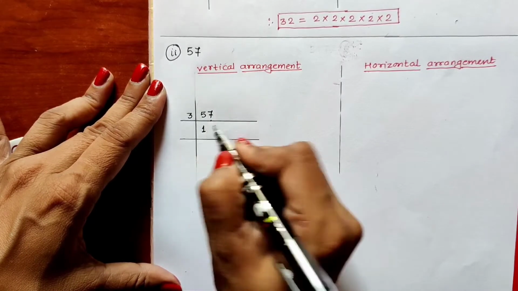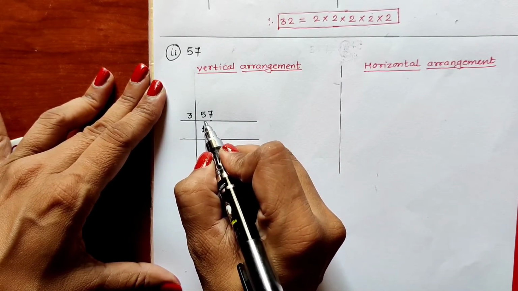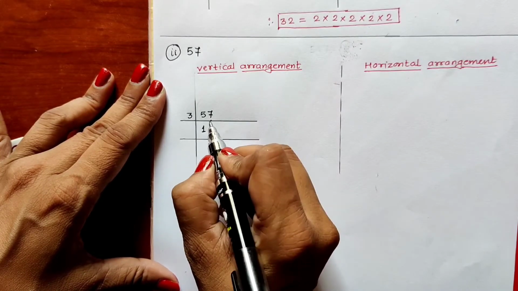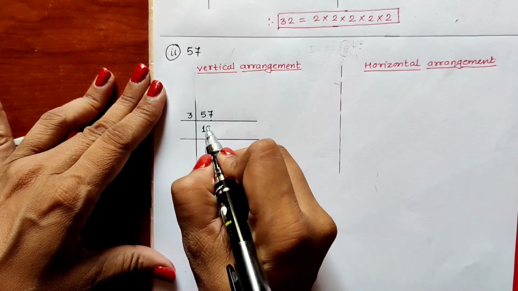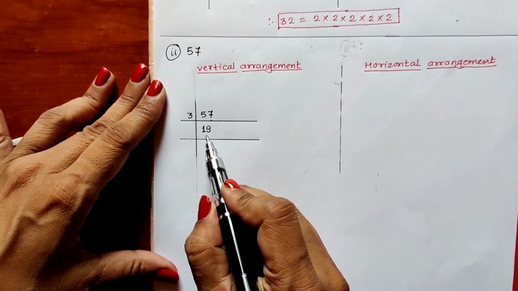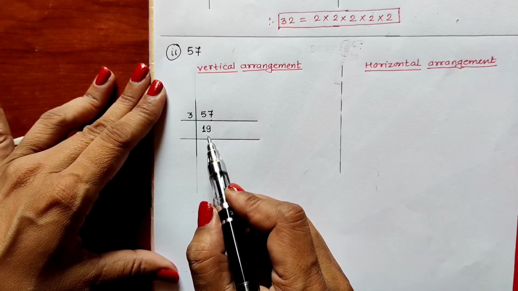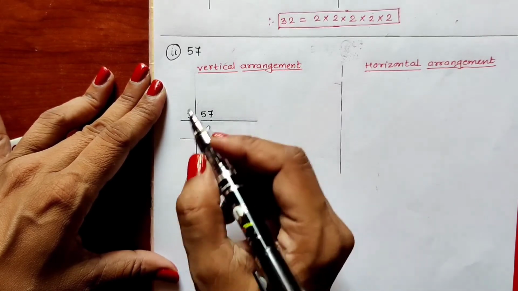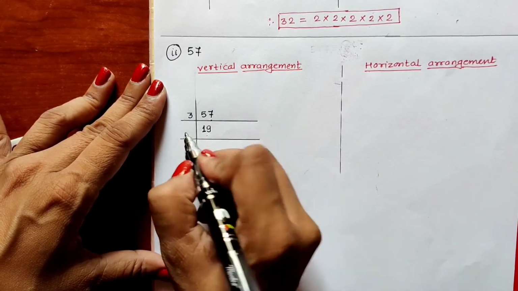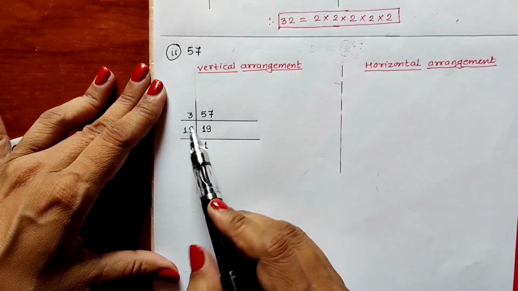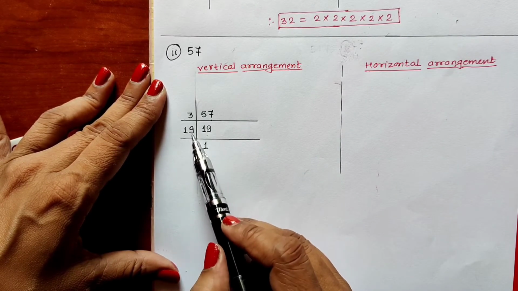3 ones are 3. 5 minus 3, 2 remaining. This 7 means 27. Correct? So 3 nines are 27. We get 19. And 19 is a prime number. We all know it is not divisible by any other number. 19 is divisible by itself. So 19 ones are 19. In this way we get only two factors of 57, 3 and 19.